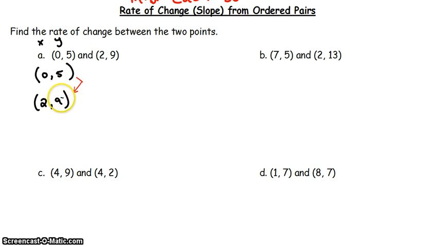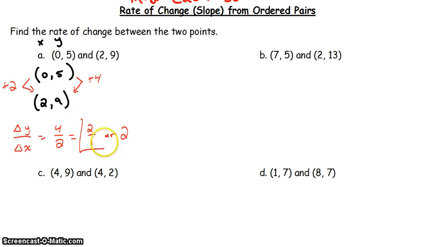How do you get from 5 to 9? You're adding 4. How do you get from 0 to 2? You're adding 2. So your rate of change, or your slope, is your change in Y divided by your change in X, which is 4 over 2. You could write that as 2 over 1, or you could write that as 2. Either of these would be correct answers. We don't have anything here as far as labels, so I don't need to put labels here.